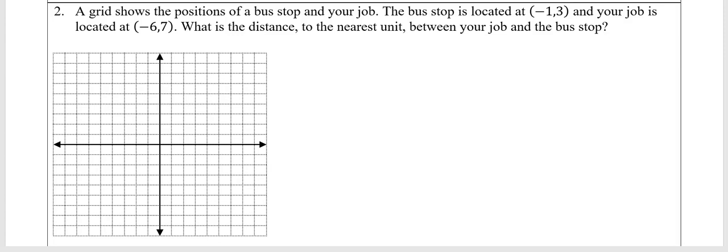Alright, so the grid shows the position of a bus and your job. The bus is located at (-1, 3), and your job is located at (-6, 7). What is the distance, to the nearest unit, between the bus and your job?